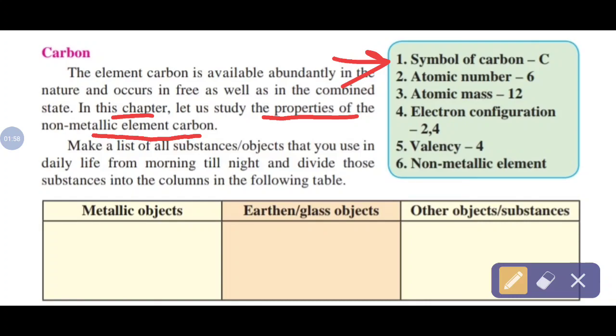First one, the symbol of carbon is capital C. We know the atomic number of carbon is 6. Atomic mass of carbon is 12. So the electronic configuration is 2, 4. So the valency of carbon is 4. And it is a non-metallic element. Remember whatever basic information is given about carbon.